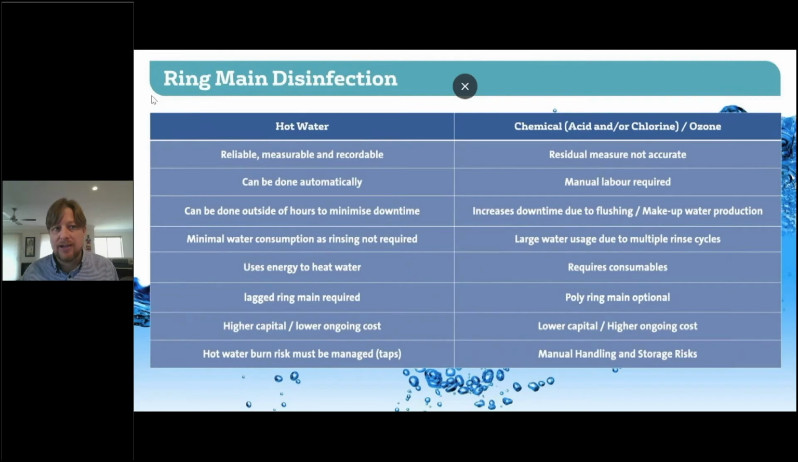So I've mentioned ring main disinfection briefly a couple of times, but this is key. Unfortunately, you can't just put a loop in and think that it's not going to have any bacteria as introduction, as I've mentioned. So we need to be doing a regular full disinfection of that loop. Now, the healthcare industry has basically agreed that hot water sanitization is the appropriate solution for this. Why? Because it's reliable and it's measurable and recordable. You can measure the temperature at multiple points around the loop and know that you're getting heat soak through the whole loop. It can be done automatically.